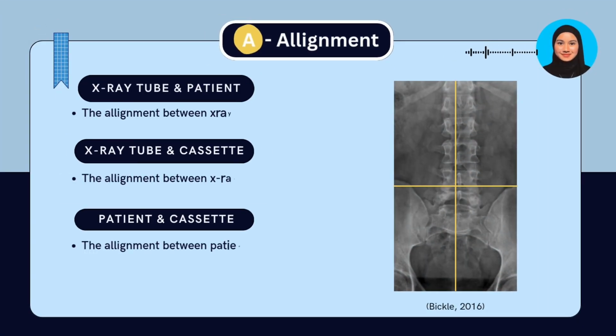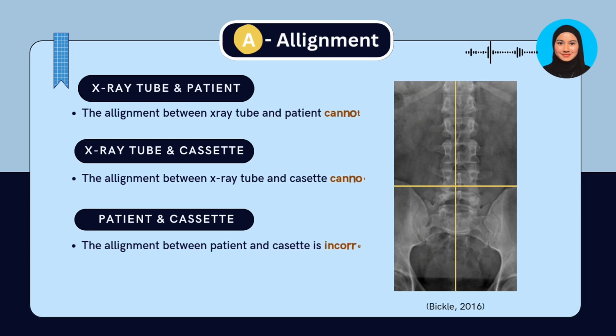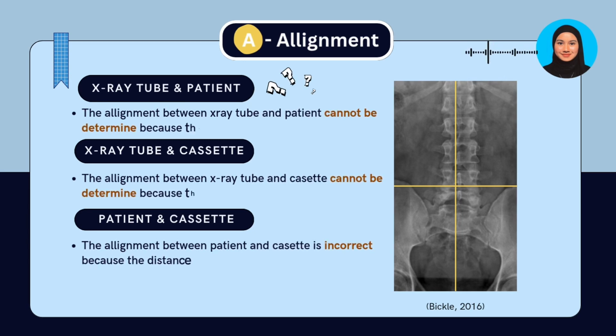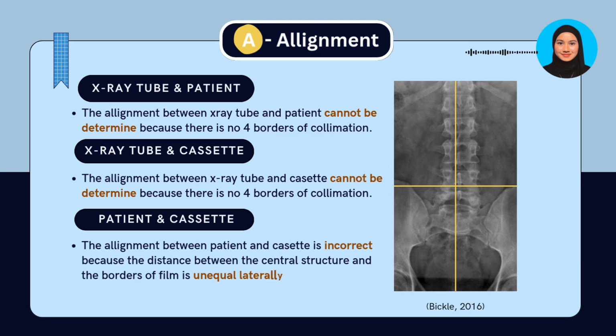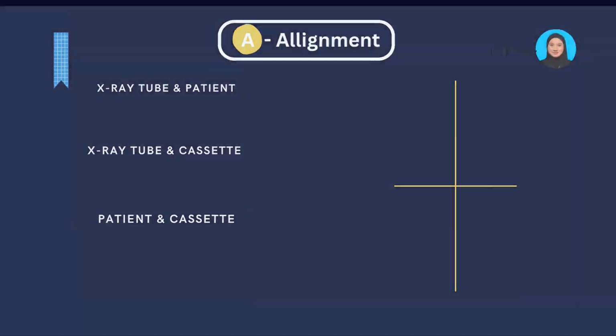Next, alignment. The alignment between the X-ray tube and the patient cannot be determined because there are no four borders of collimation. The alignment between the X-ray tube and the image receptor cannot be determined because there are no four borders of collimation. Lastly, the alignment between the patient and the image receptor is incorrect. This is because the central structure and the borders of collimation are unequal laterally.